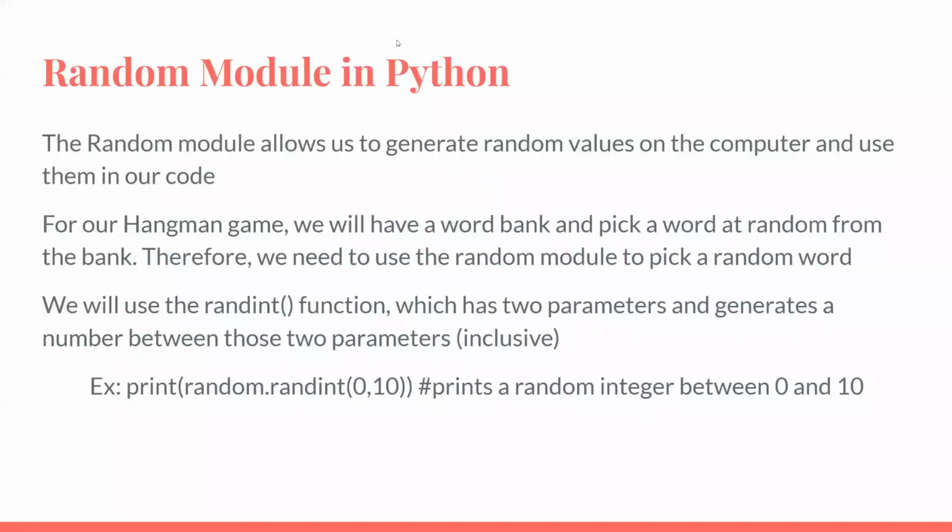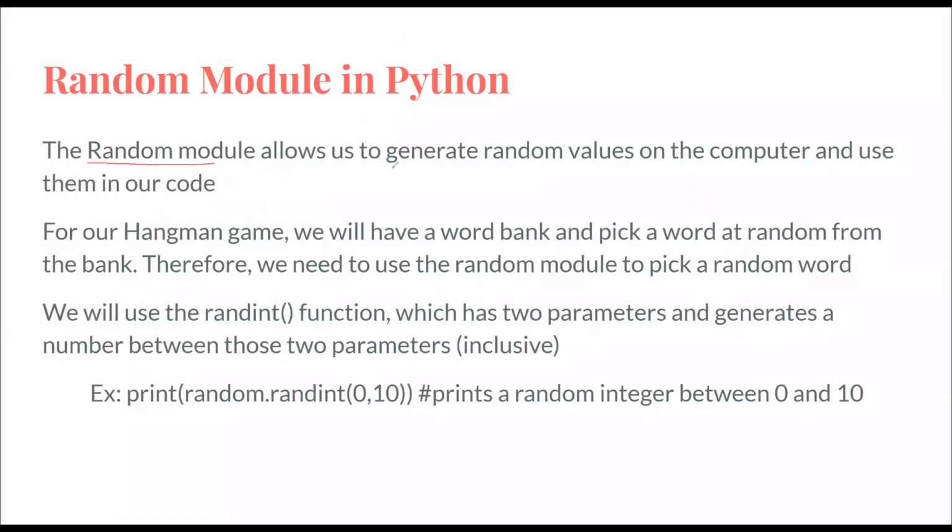And lastly, we will have one last function. The random module will allow us to generate random values in the computer and use them in our code. We'll be making a hangman game really quickly. I'll be demonstrating how to make it from scratch. We will have a word bank of hangman words and pick a word at random from the bank. Therefore, we need to use a random module to pick a random word.